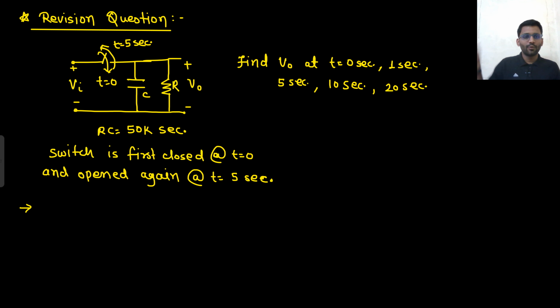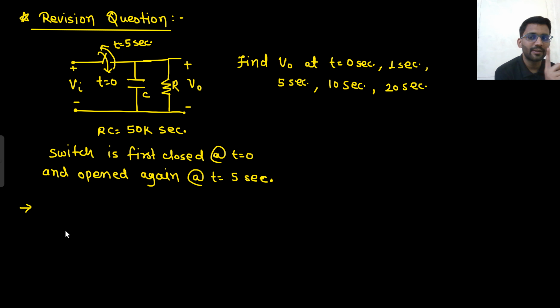So before moving on to the concept, let's do a revision question, a simple revision question. So here what I am doing, I am turning on the switch at t equals to 0. First the switch is closed at t equals to 0, then the switch is turned off. That means it is opened again at t equals to 5 seconds. So you need to tell me the value of V0 at t equals to 0, 1 second, 5 second, 10 second and 20 second. This is your task. Okay. So you need to tell me these values.